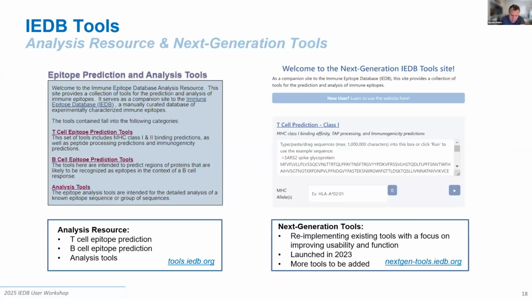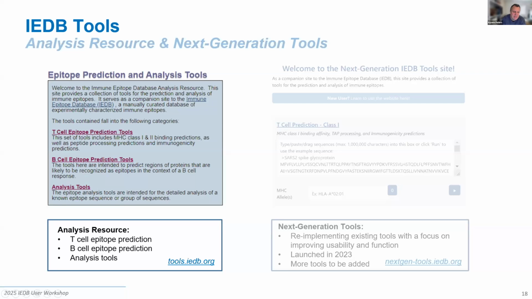So everything I've talked about so far was about the next gen site. But again, we have the two sites, the next gen and the traditional analysis resource page that has been there before. As I mentioned, we have not transitioned completely. So specifically, if you're interested in B-cell epitope prediction tools, that is currently the only place where you'll find them. Hopefully, a month from now or so, that will be different.